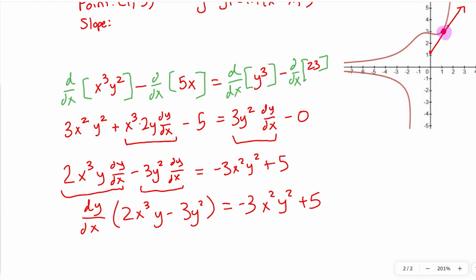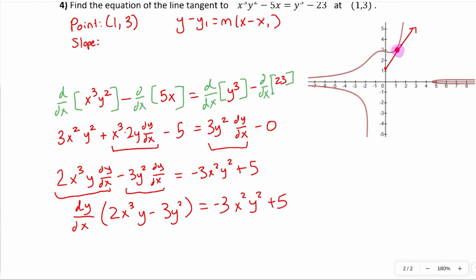Okay, now our last step here is going to be to divide everything that's in the parentheses. So dy dx is going to be negative 3x squared y squared plus 5 over 2x cubed y minus 3y squared. Whew, all right. That's the equation that's going to give us the slope. We haven't actually found the slope yet. That's the general slope. That'll give me the slope at any point.